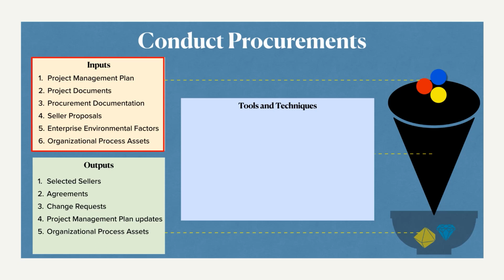Consider the example of bidding documents, or statement of work, cost estimates. All the procurement related documentation that we discussed in the previous process are referred to here. Seller proposals. What are these? Seller proposals are nothing but the quotations that we receive. I think we also discussed this in the previous process. So they are referred to as inputs here, right? And of course, the default enterprise environmental factors and organization process assets are referred to.